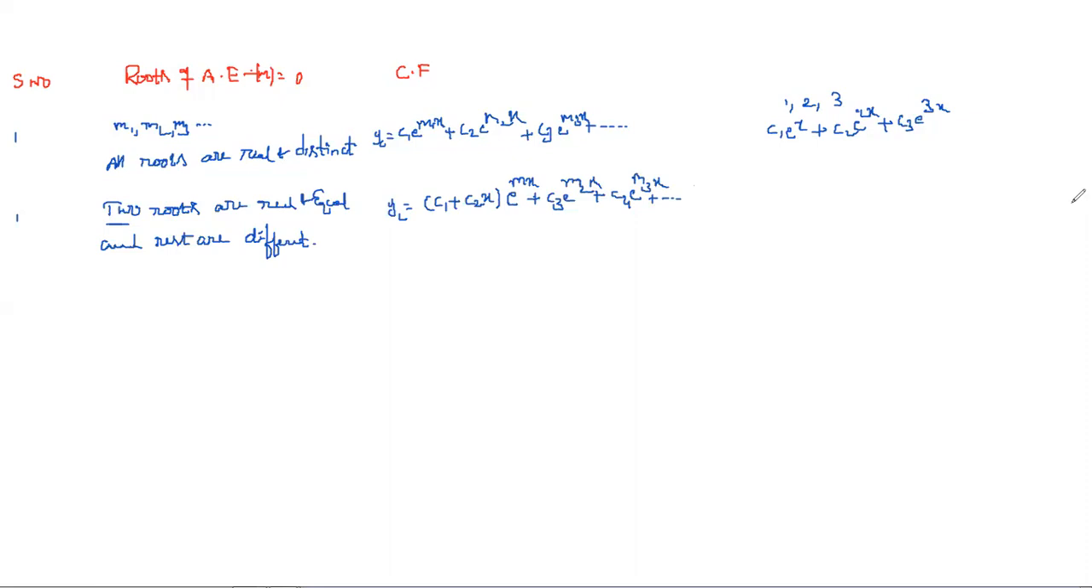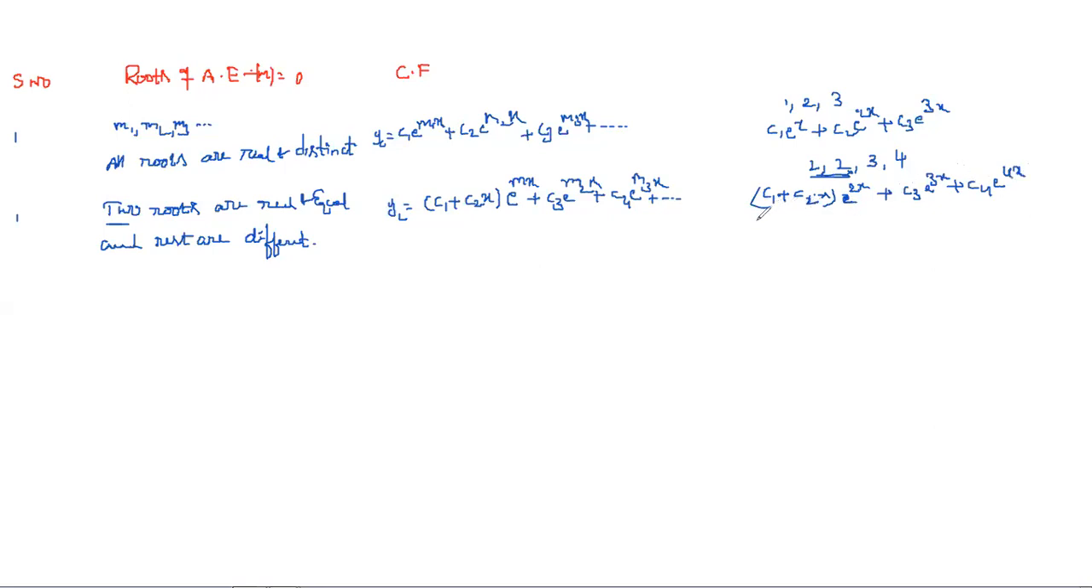Let us see one example. Suppose I got the roots 2, 2 and 3, 4. Then what is the complementary function? Two roots are equal, so (C1 + C2 x) e^(2x) plus C3 e^(3x) plus C4 e^(4x). Like this you need to write.